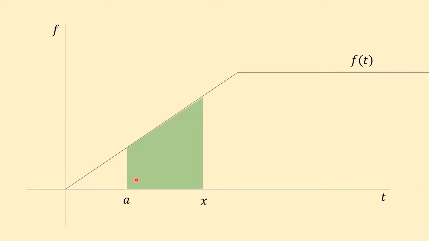And now let me pick a specific place on the t-axis, which I will call a. This is going to be fixed for now. And then a variable x. X can be moved to the right or the left.